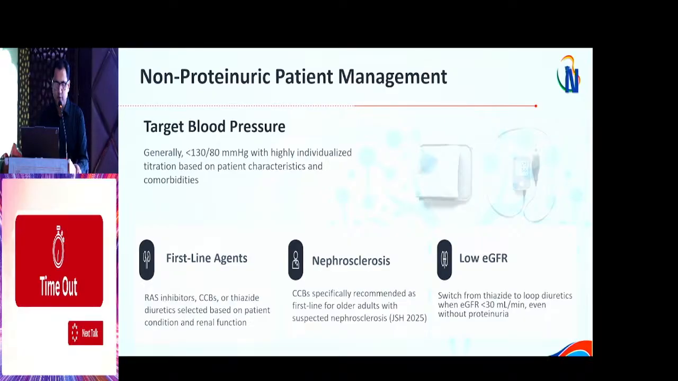Okay. So first line agents which can be used in such cases are the RAS inhibitors, CCBs or thiazides, per guidelines.